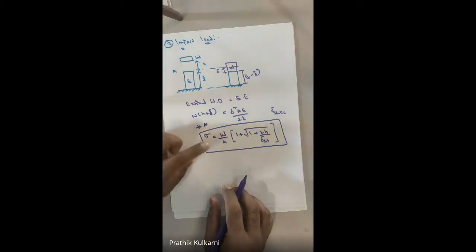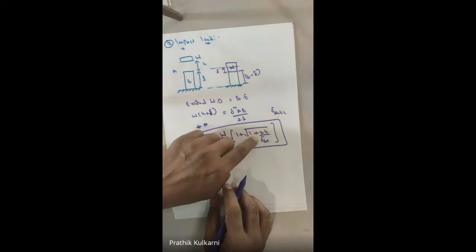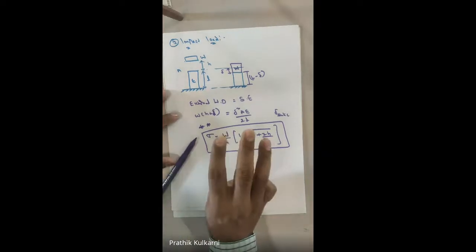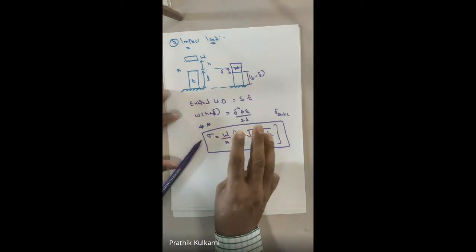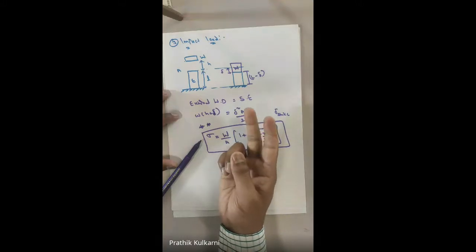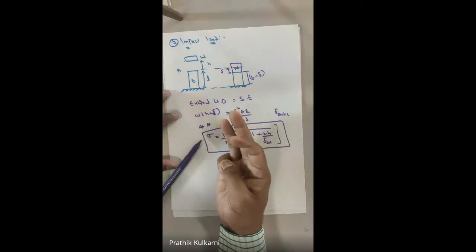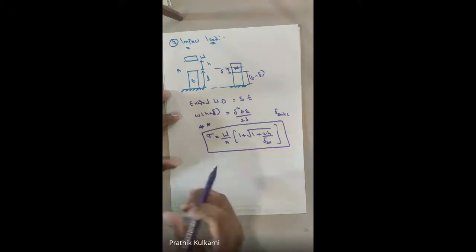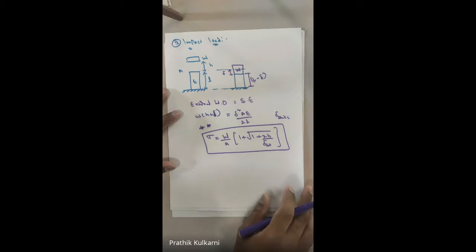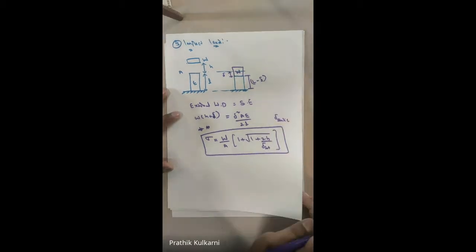That's it. So you have to remember this one. Sigma is equal to W by A into 1 plus square root of 1 plus 2h by delta static. So these were the three different formulas we had in strain energy: gradually applied load, suddenly applied load, and the third one was impact load. So these were the three different equations which we have to use. Fine. So please do remember the equations. You have to remember the equations.